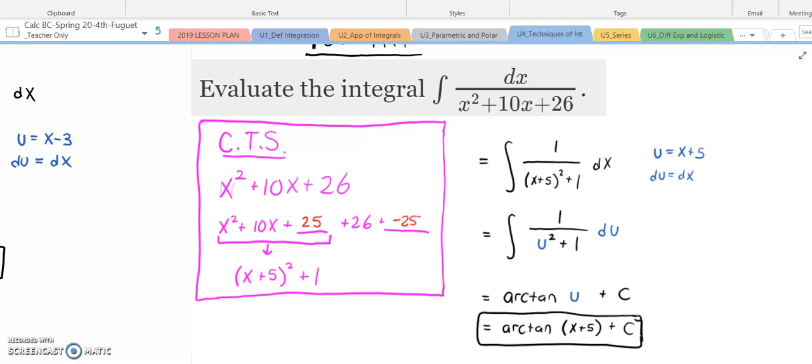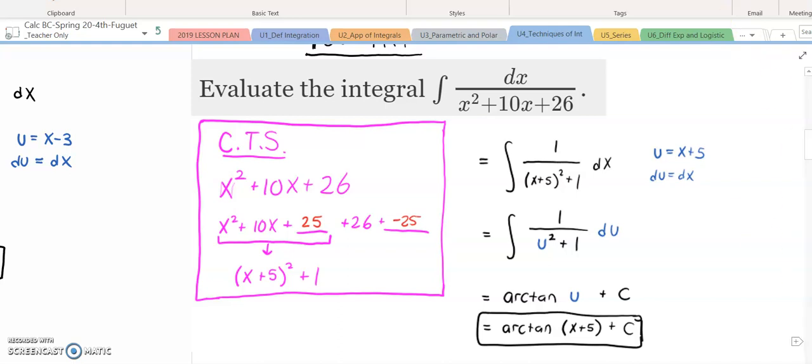Okay, welcome back. Here is the solution for the practice problem I asked you to do. As you can see, very similar process in where we're going to take that bottom term, complete the square, to turn it into a form that resembles arctangent's derivative. And that's where we come up with our final solution of arctan of x plus 5 plus c.